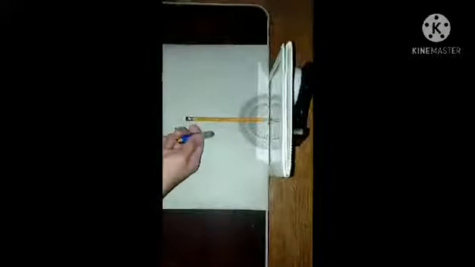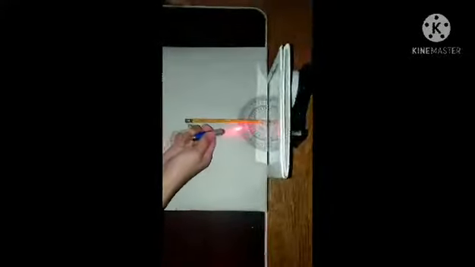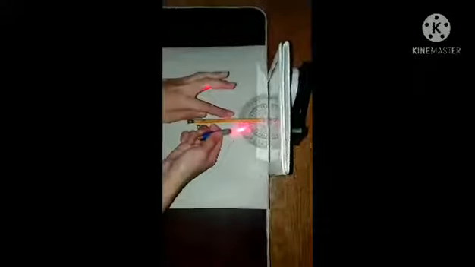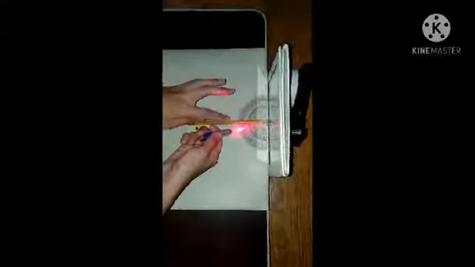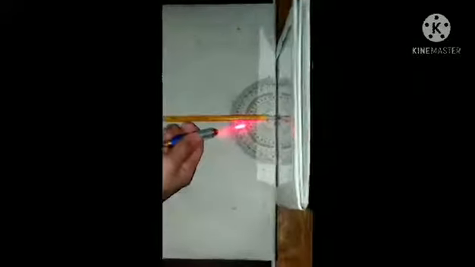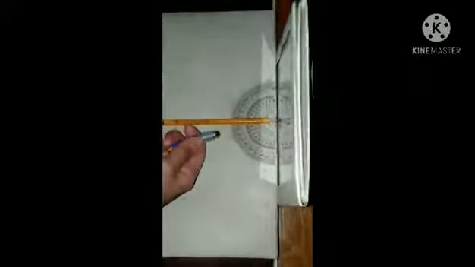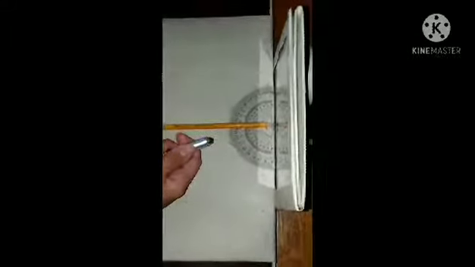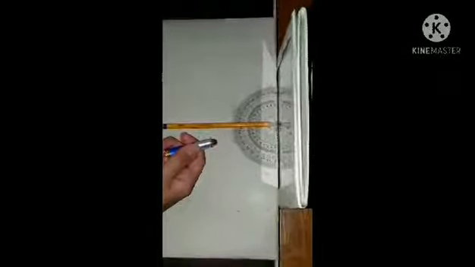To get the angle of incidence, we need to subtract 80 degrees, which is the incidence ray, from 90 degrees, which is the normal line. So we get 10 degrees. So that is how we get the angle of incidence.